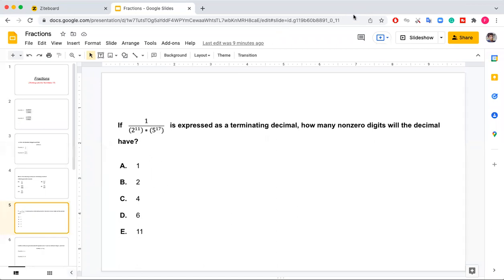Okay, someone is saying the answer is 6. Okay, one answer is 6. Any other answer?